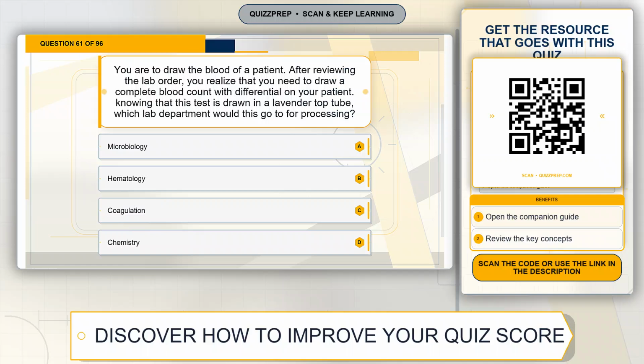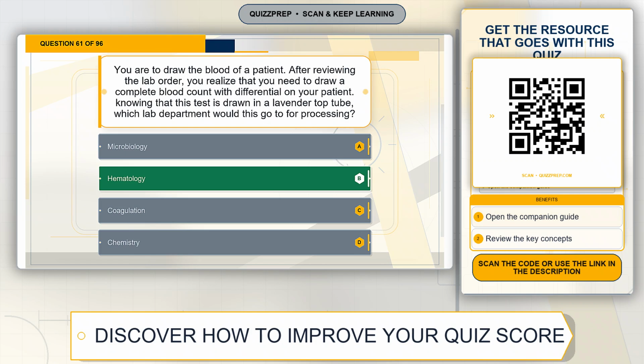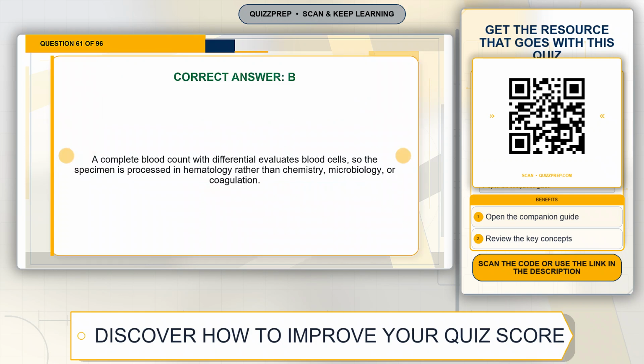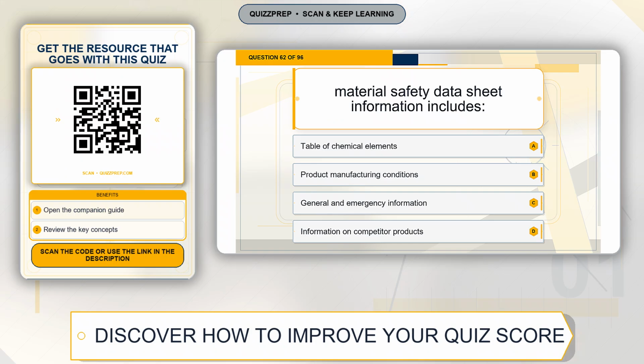Question 61. You are to draw the blood of a patient. After reviewing the lab order, you realize that you need to draw a complete blood count with differential on your patient. Knowing that this test is drawn in a lavender top tube, which lab department would this go to for processing? Option A. Microbiology. Option B. Hematology. Option C. Coagulation. Option D. Chemistry. The correct answer is option B. Hematology. Explanation. A complete blood count with differential evaluates blood cells, so the specimen is processed in hematology rather than chemistry, microbiology, or coagulation.